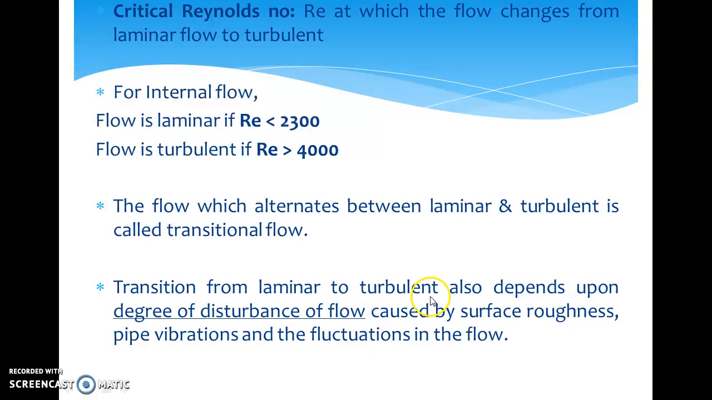Transition from laminar to turbulent depends on the degree of disturbance of flow. So disturbance is usually caused due to surface roughness, pipe vibrations and fluctuations in the flow.